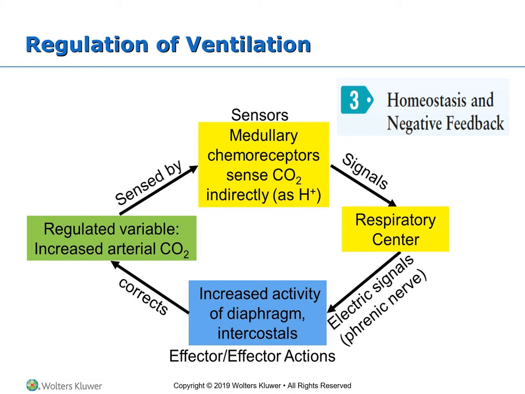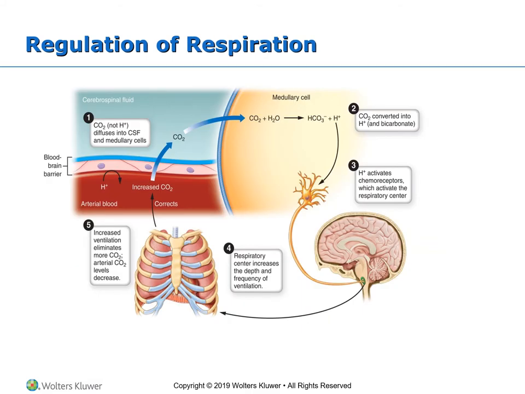Those centers will send signals to the respiratory center. The respiratory center, through the phrenic nerve, will send electric signals that will increase the activity of the diaphragm and intercostal muscles by increasing the depth and the rate of respiration. As a result of an increased depth and rate of respiration, an additional quantity of CO2 will be eliminated, and as a result, the arterial CO2 will decrease. We'll summarize again here the negative feedback that keeps this arterial level of CO2 constant.